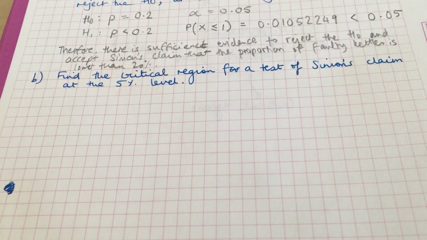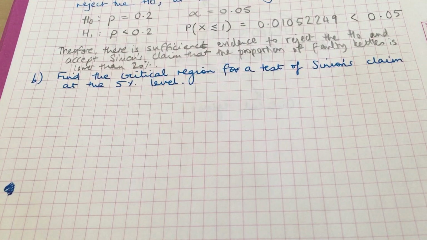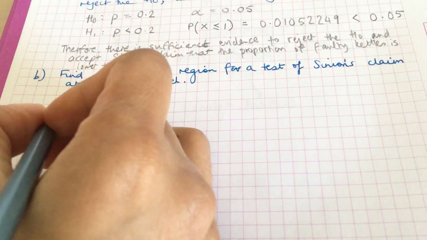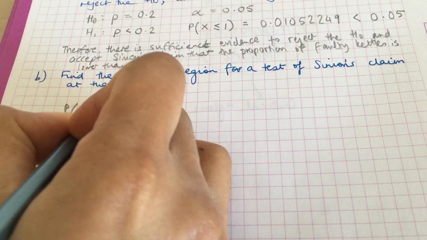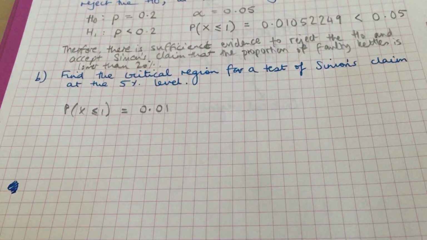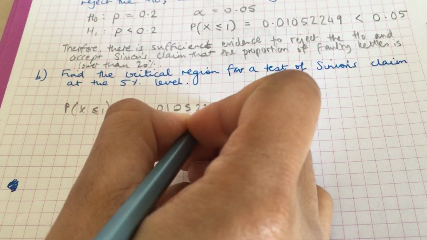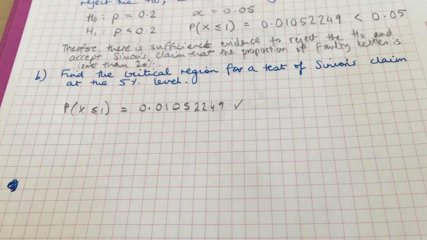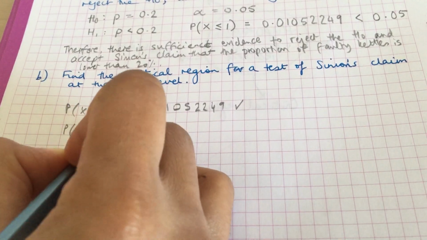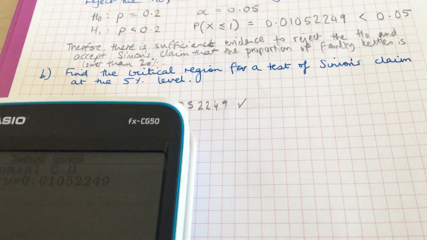This is where you try and use your calculator to see where the probability would go below 0.05. Okay, so if I write these down, we know that the probability of x is less than or equal to 1 is 0.0105, 2249. So this is in the rejection region. The next one we would need to find is the probability x is less than or equal to 2 and see if that's also within our rejection region.